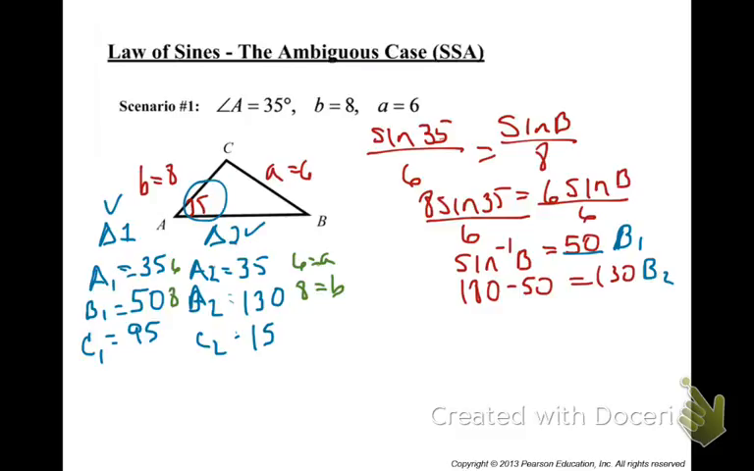So now what we've got to do is go back and find little c. So let's do our first one, C1. So we're still going to use our sine of 35 over 6 equals sine of what? For little c? 95. So sine of 95 over little c. And we'll do C1 because that's our first triangle. So find what that is.